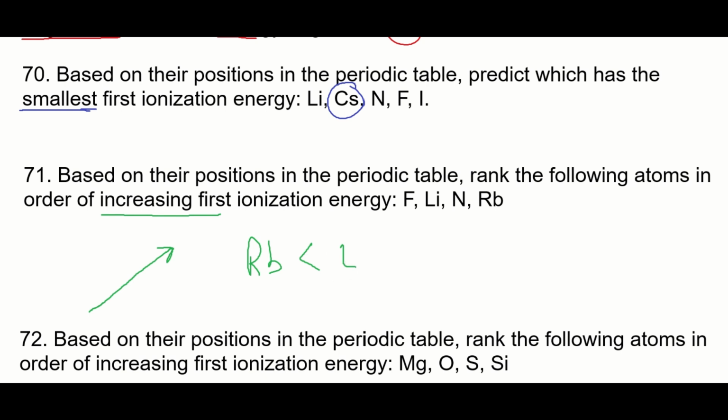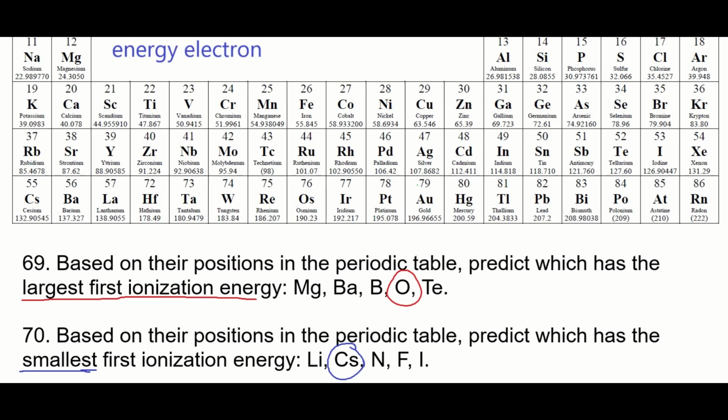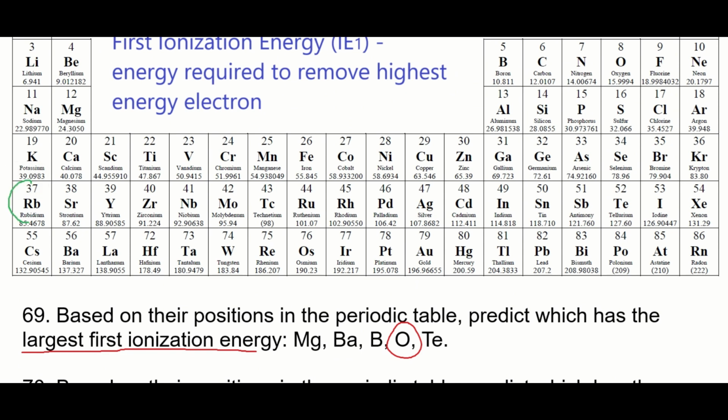Lithium, nitrogen, and fluorine are all in the same period, period 2. So it's just from left to right, and fluorine is going to require the most energy. I'll circle them up on the periodic table. Rubidium is there, lithium, nitrogen, and fluorine.